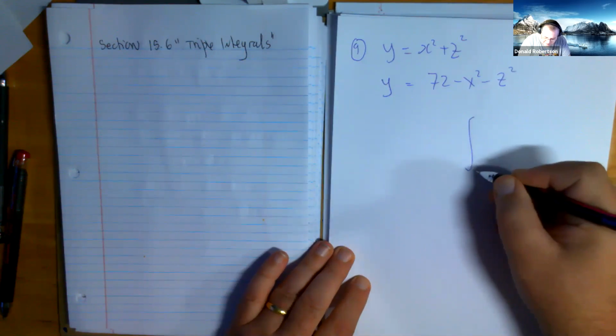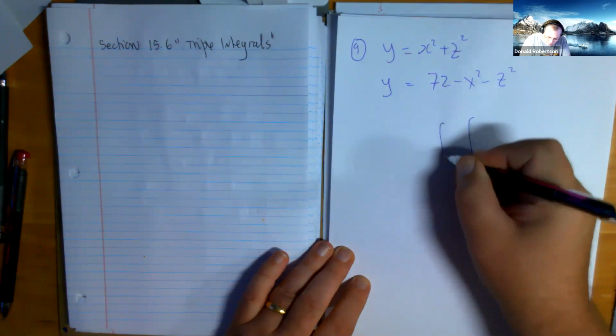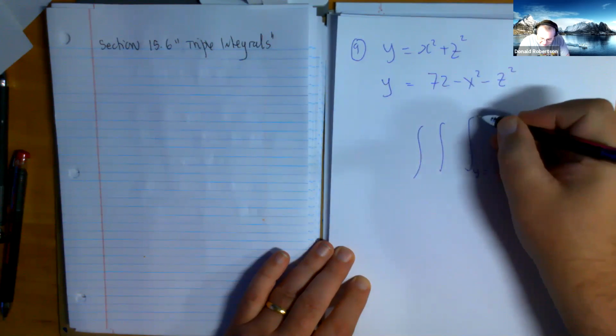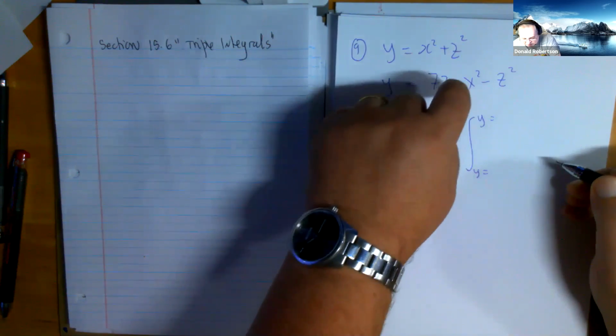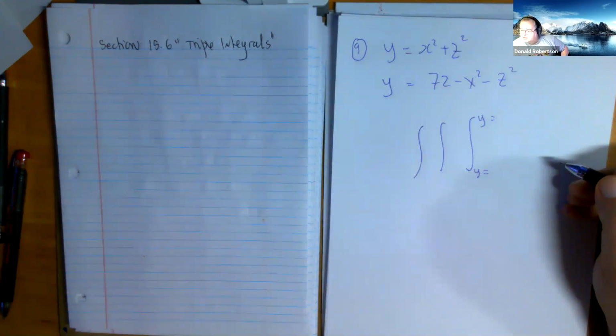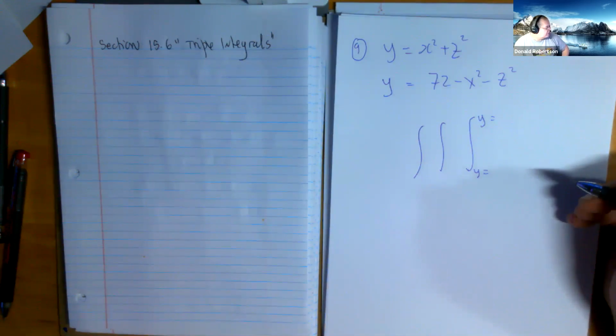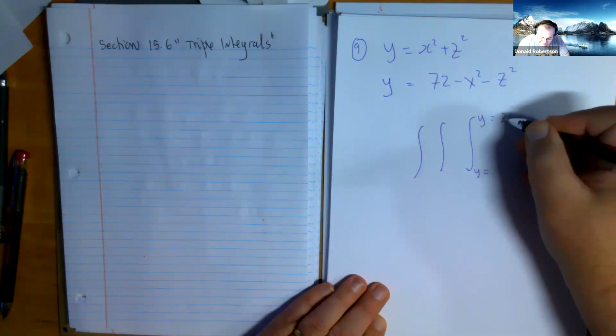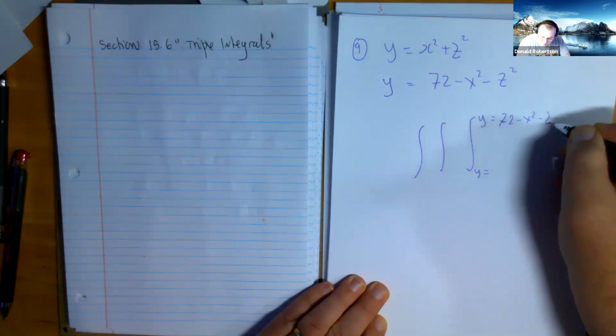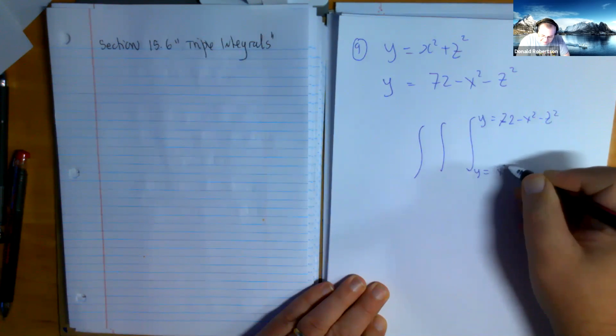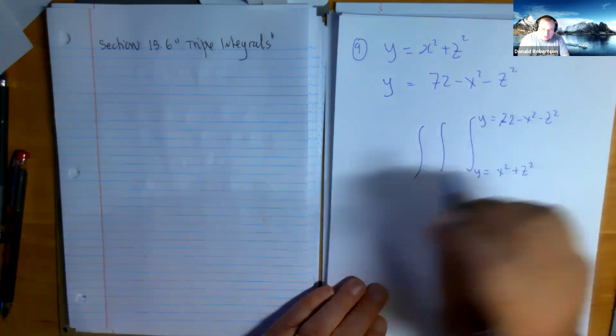Looking at it right now, would you agree that we've already got the upper and lower limits for y, right? So I'm going to put them in as x. 72 take away x squared, take away z squared, and this one goes there.